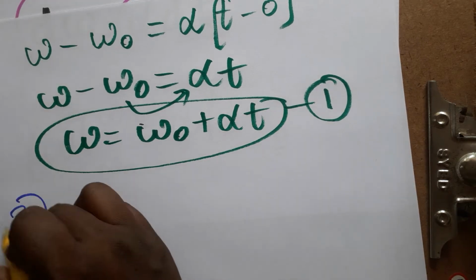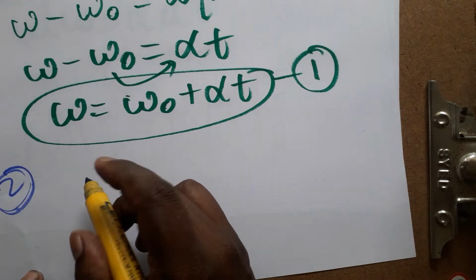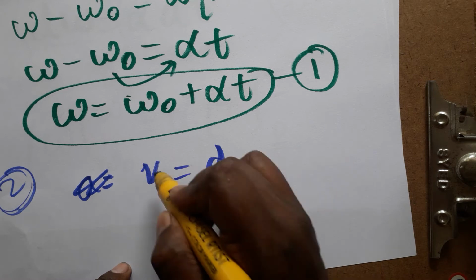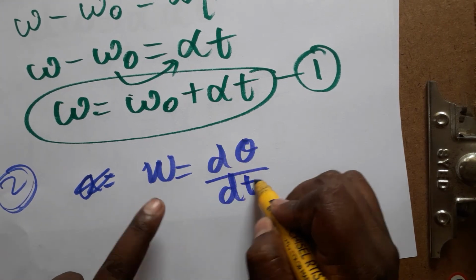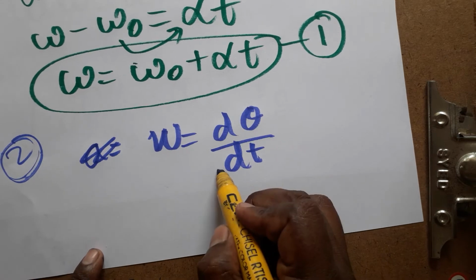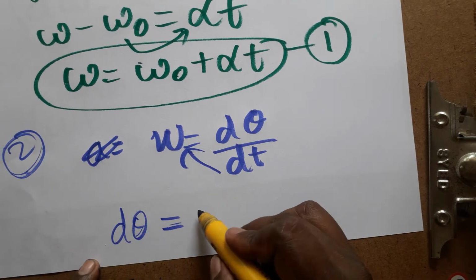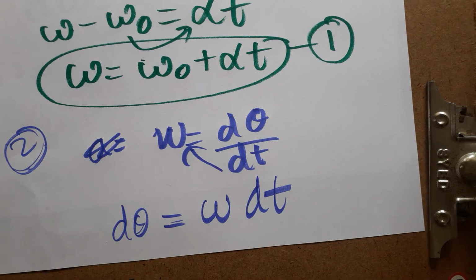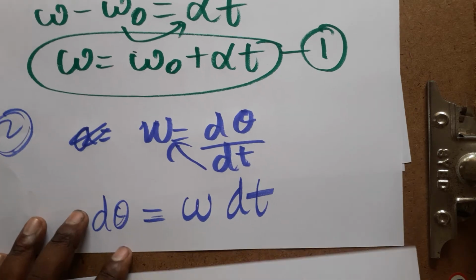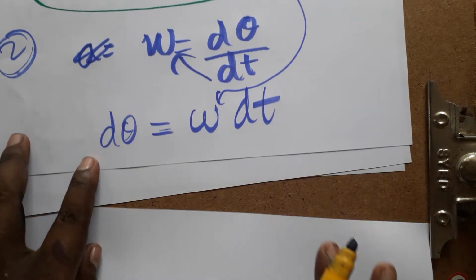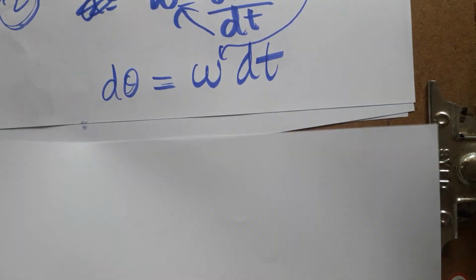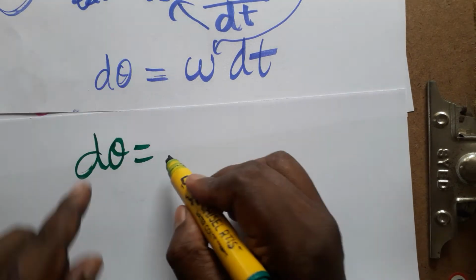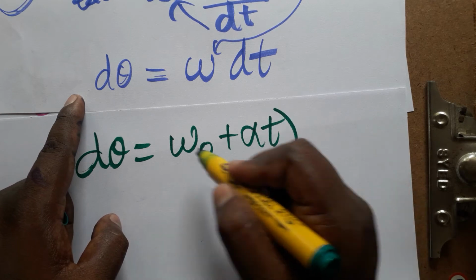Now the second equation. First I am going to take omega is equal to d theta by dt. Angular velocity is angular displacement by time. Modifying this, d theta is equal to omega times dt. Now what is omega? Omega we already have, just substitute from the first equation in this place. So we get d theta is equal to omega naught plus alpha t into dt.